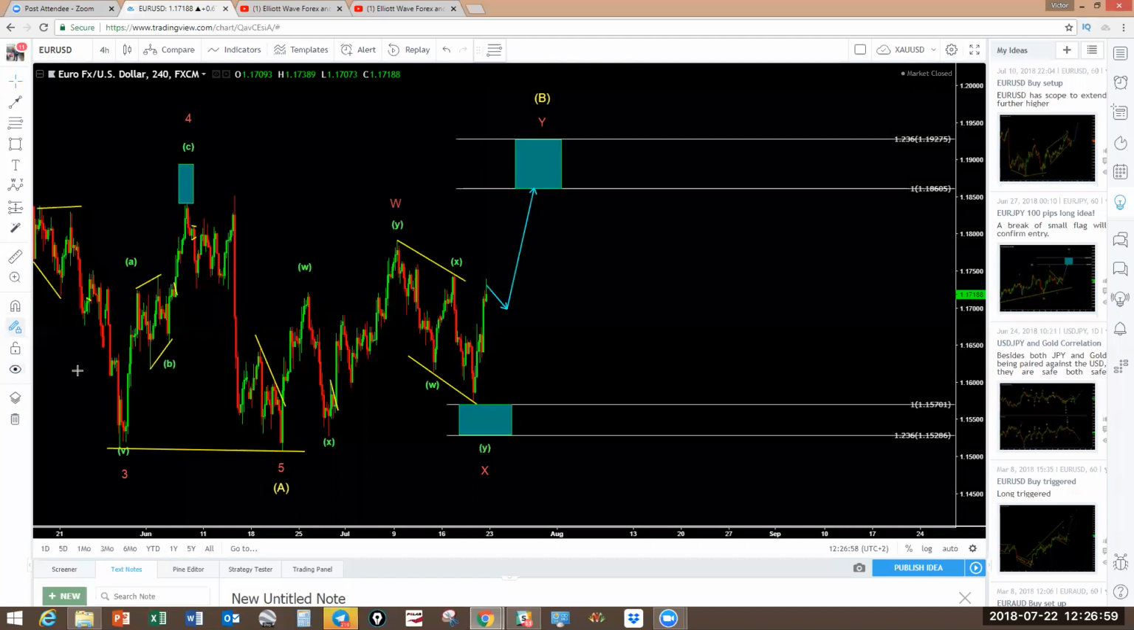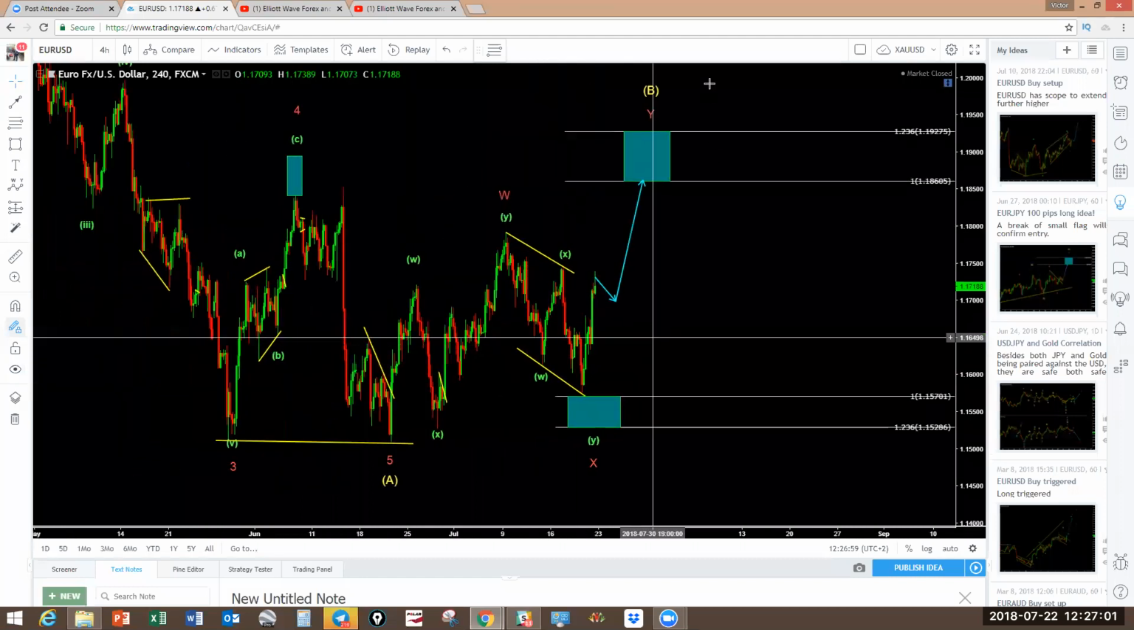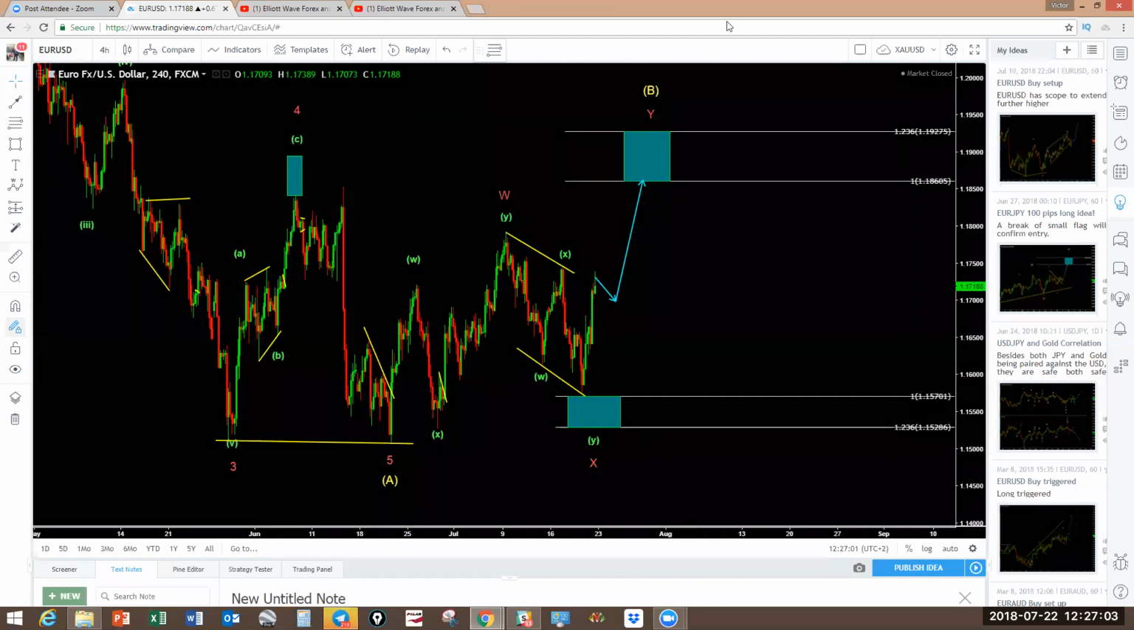Let's show the labeling. See, this was on the blue box. The reversal was on the blue box. So now you know that you're getting a 3-wave move down, and you know when it gets to the blue box, you're reversing to the upside.